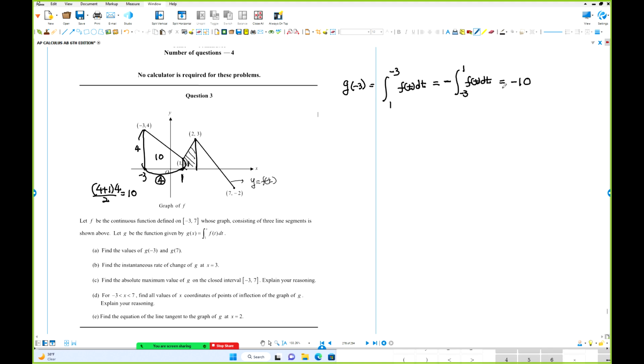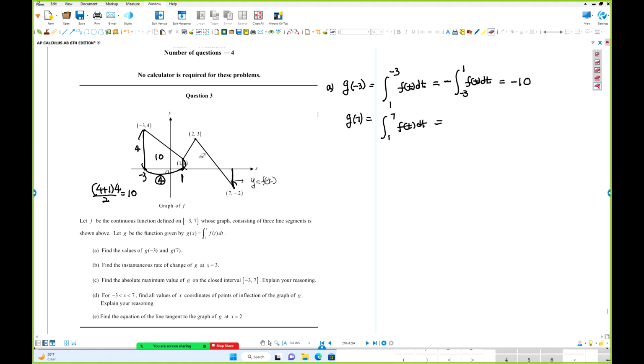Okay. Now the next one is g of 7. We're going to find g of 7 over here. G of 7 is a move to the right from 1. 1, 2. G of 7 is what? X is 7, the integral of f(t) dt from 1 up to here, right? This is a positive area. The other one was a negative area, okay?